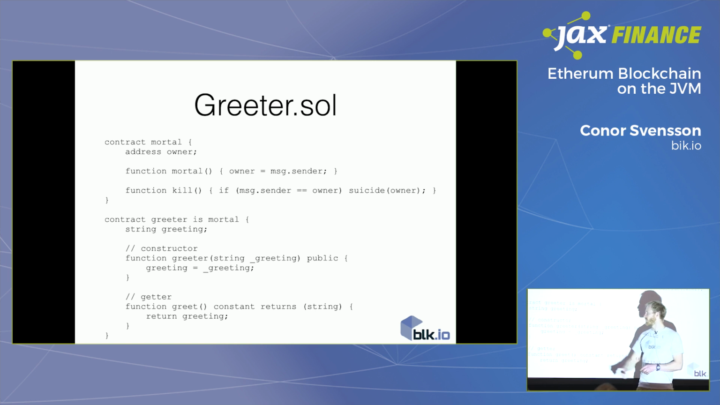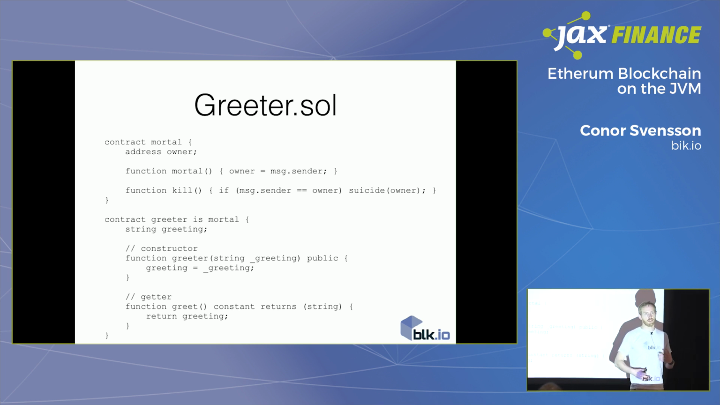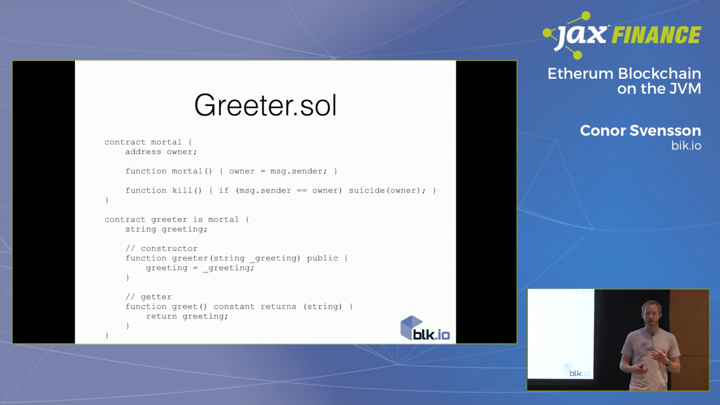The key thing to talk about here is that you have this Greeter method, which is a constructor, which takes a string value and then stores that string value internally. And then you actually have a greet function that you can call on the smart contract to get the value out of that smart contract. So it's a very simple example, but it gives you an idea anyway of what Solidity syntax looks like.